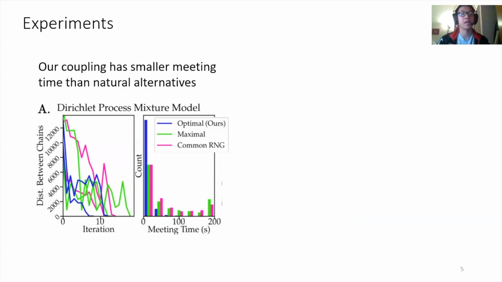On the right, we're plotting the histogram of the meeting time for the different couplings. Again, under our coupling, the meeting time generally is smaller than the alternatives.